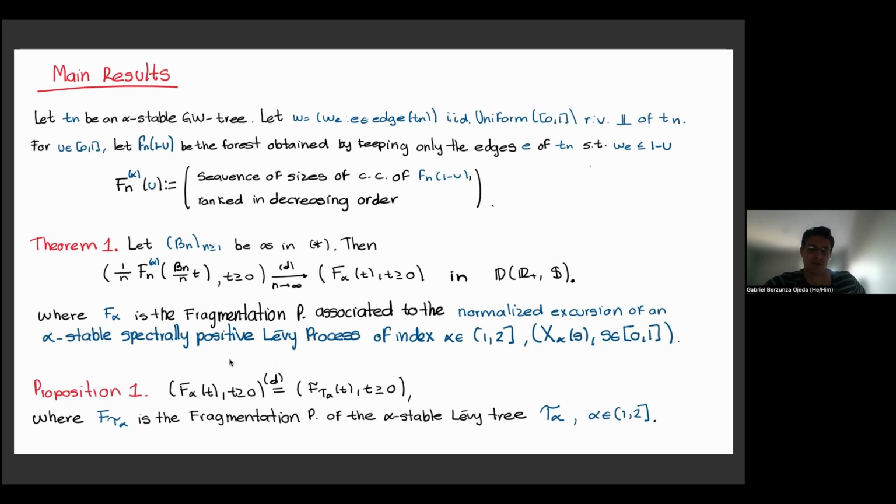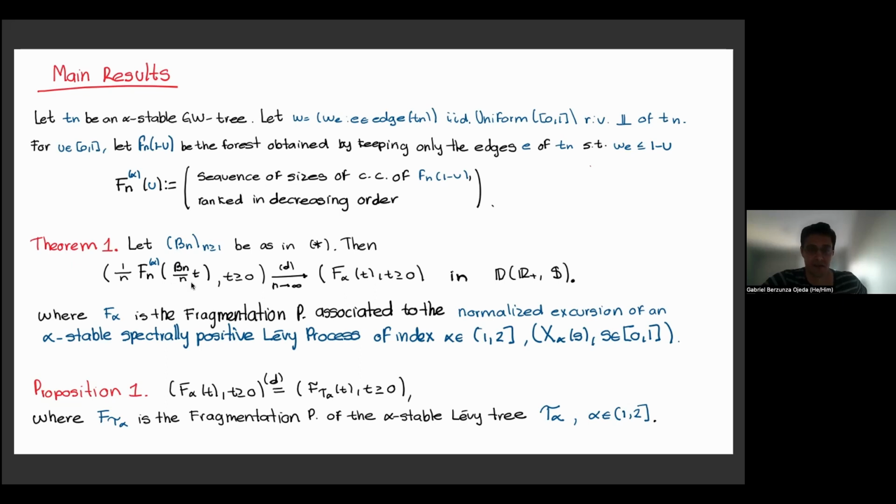The second main result we prove is that this fragmentation process associated to the stable excursion can also be constructed, or is equal in distribution to the fragmentation process you can construct by cutting down the alpha stable Lévy tree, which is something one might expect to obtain. Essentially, these two results generalize the previous results of Aldous, Evans, and Pitman, and the result of Bertoin.